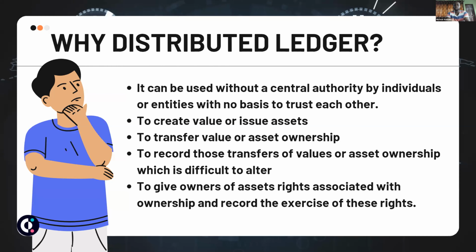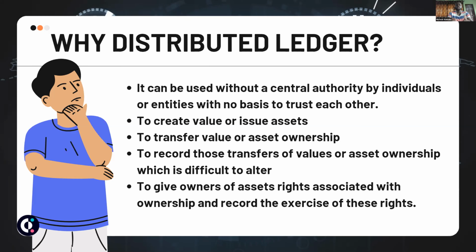To record those transfers of value or asset ownership, which is difficult to alter. Like I said earlier, it's difficult to alter. All these transactions you are processing on the blockchain are recorded on the blockchain and can't be tampered with. I can say blockchain is the most secure system because of different layers of security being put on the chain.